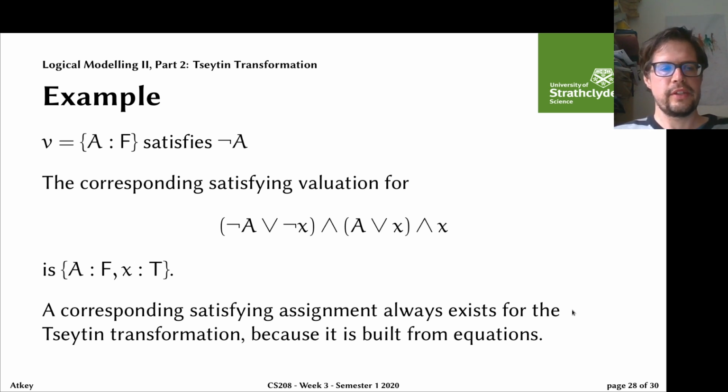And because the Tseytin transformation works by building new clauses from equations, it's always possible to find a satisfying assignment, because we can just start from the satisfying assignment of the original and then work through the equations to work out what the extra variables ought to be. So this shows that if the original formula was satisfiable, then the transformed one is, and if we have any satisfying assignment for the transformed one, then we can convert it back to one for the original formula.